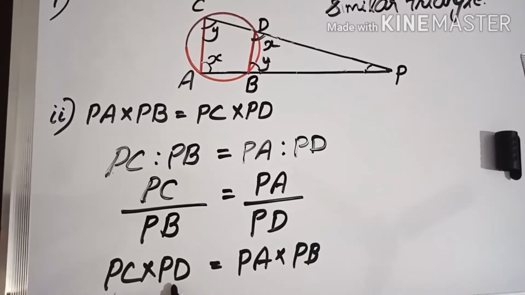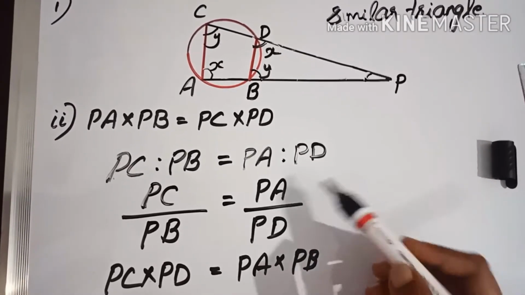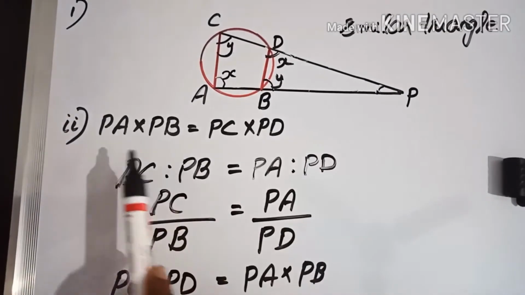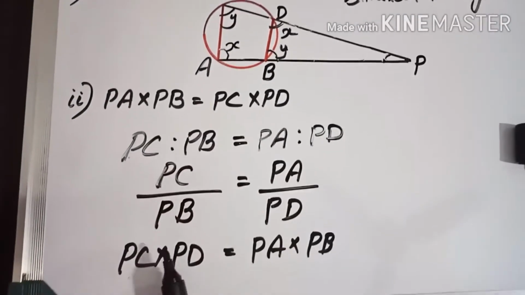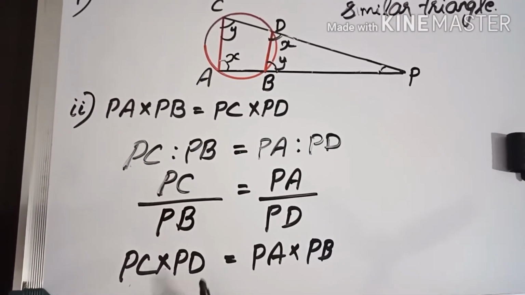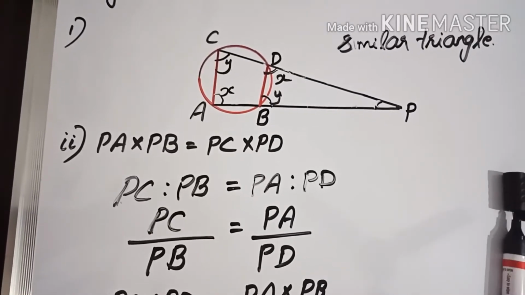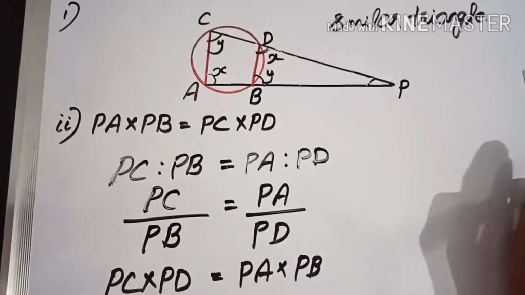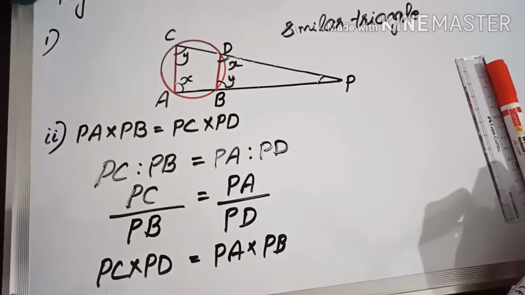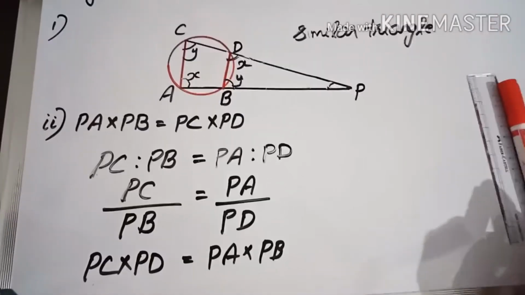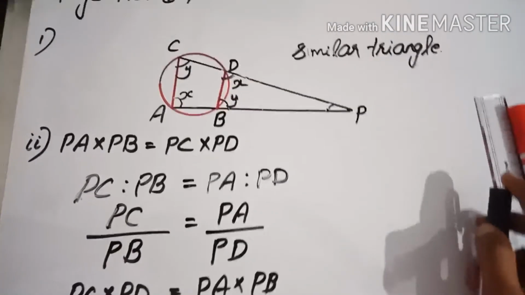So PC into PD equal to PA into PB. The same we have to prove here: PA into PB equal to PC into PD. The same we got here. By considering the similar triangle concept, we can prove this. So this is a proof for the second sub question.